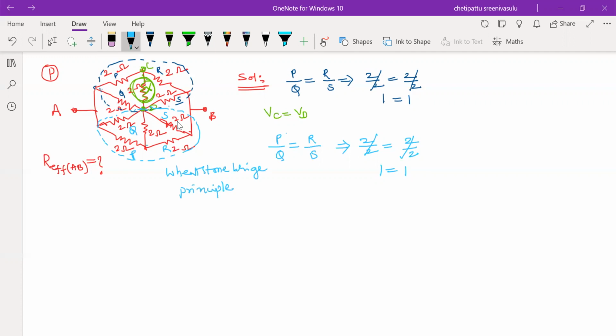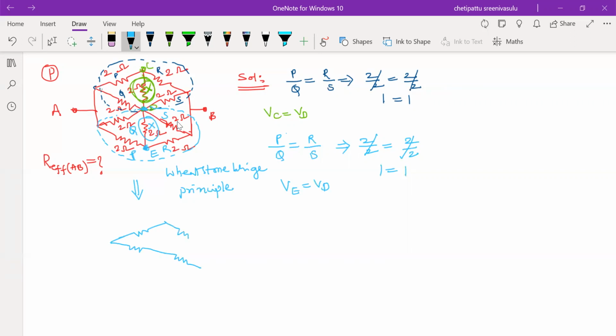In this case, if we take this point as E, VE equals VD. The potential difference is the same, so we can neglect this resistance. Current will not pass through this resistor. Then this circuit will be modified, and finally you can see the circuit like this.